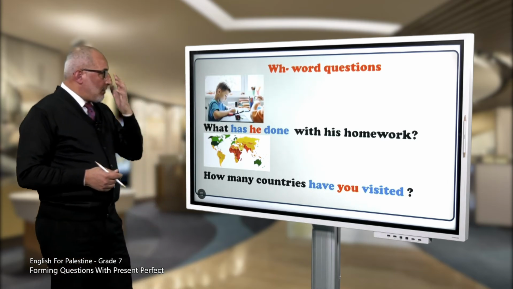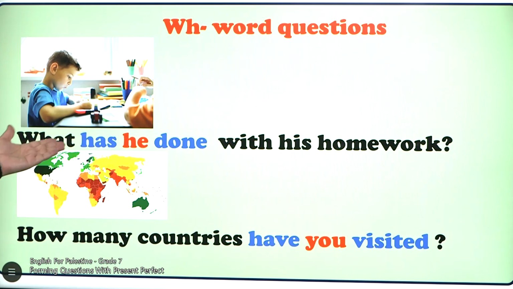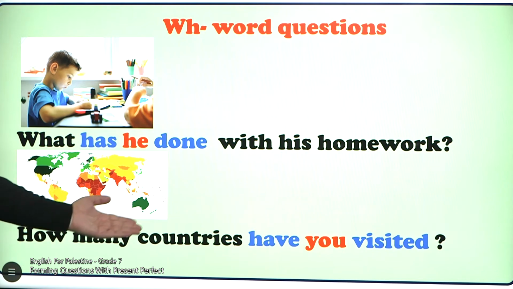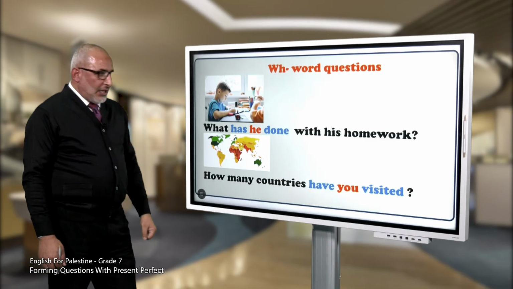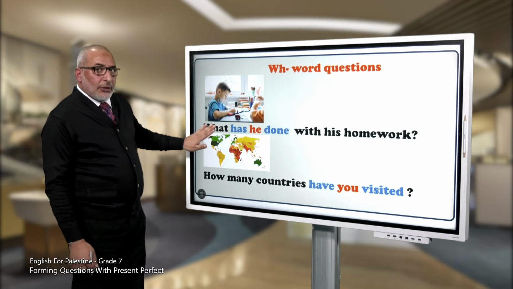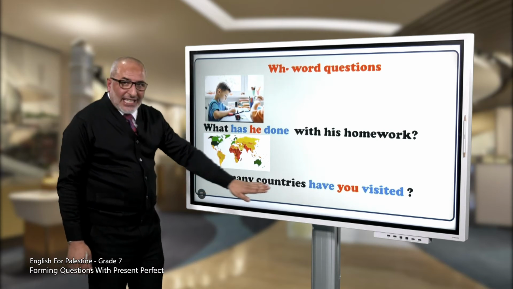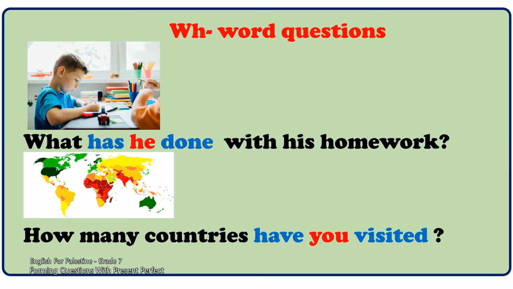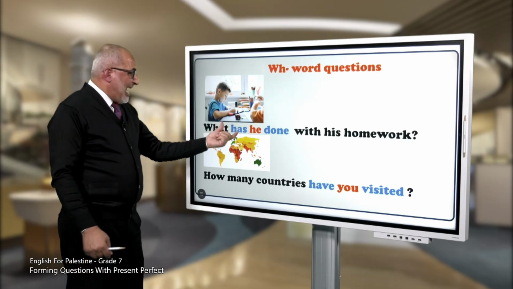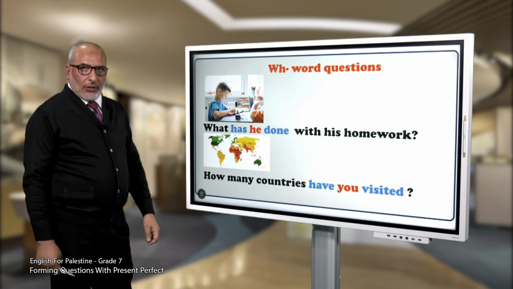Okay? So let's look at these two examples here. What has he done with his homework? How many countries have you visited? If you notice here, we start the question with a WH word, what here, and how many countries here. These are WH words. Then we use the auxiliary, has with singular, have with plural, and then the past participle of the verb.